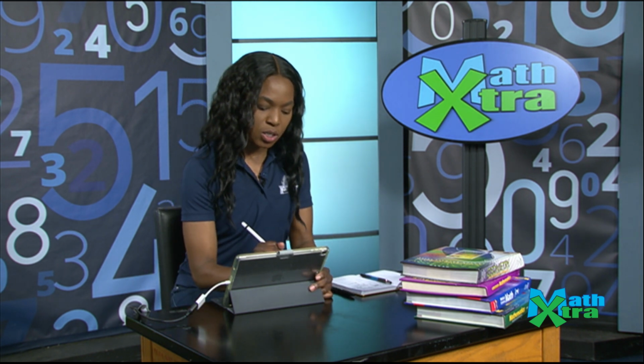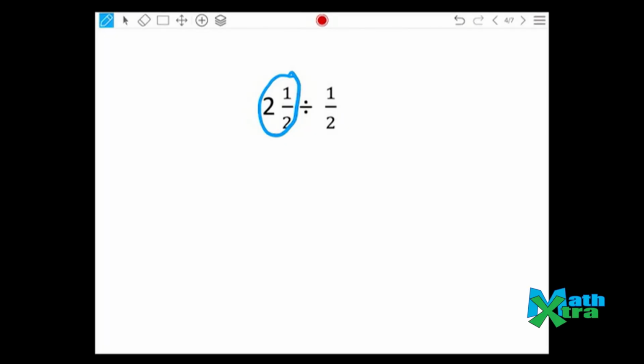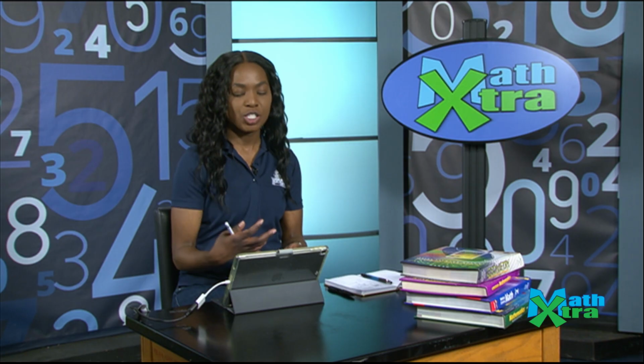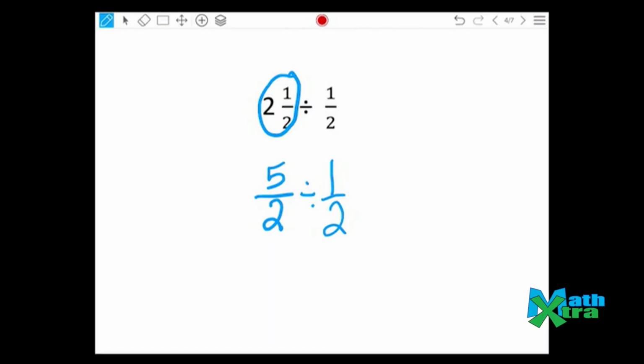So the first thing that we need to do is turn our mixed number into an improper fraction. Our denominator stays the same. 2 times 2 is 4, plus 1 is 5. Let's go ahead and rewrite everything over so we can stay nice and neat. Now what we're going to do is multiply by the reciprocal. Remember, dividing by a fraction is the same thing as multiplying by the reciprocal. Sixth graders, this should be a review for you.